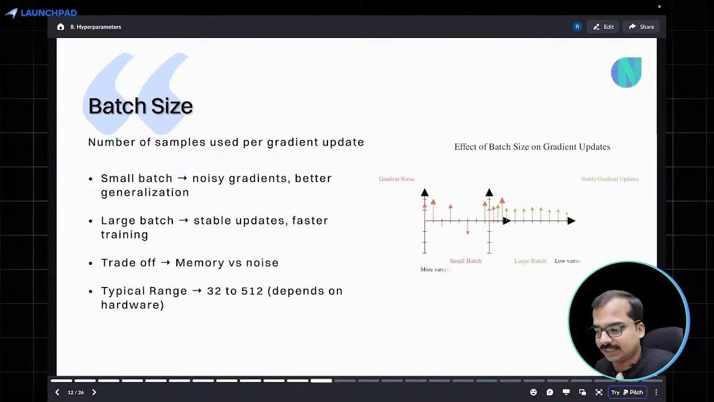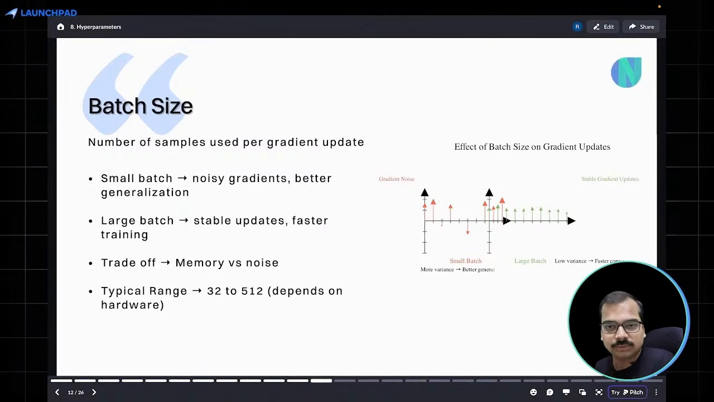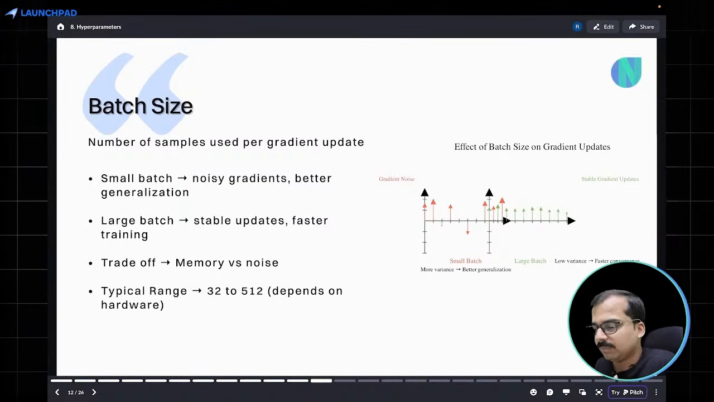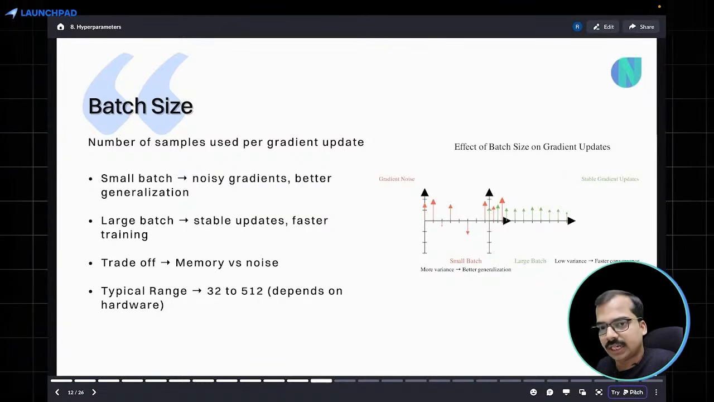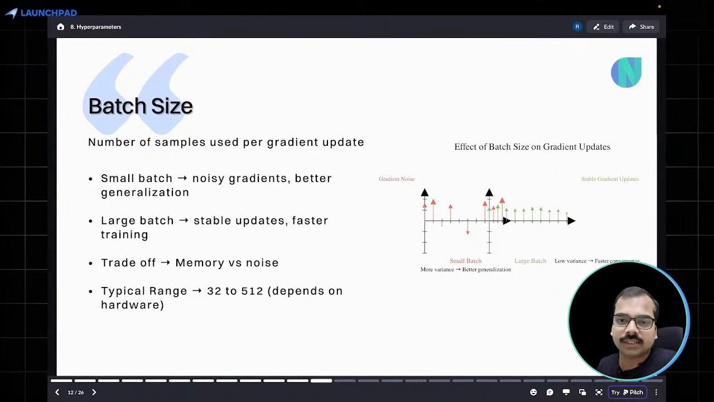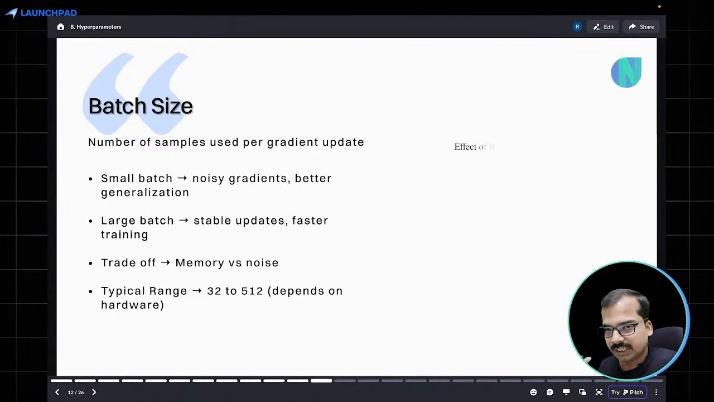Right, typical ranges are from 32 to 512. So 32, let's say, basically means if I'm doing some sort of image classification training, I'll pass 32 images first. Using those 32 images, I'll calculate my loss and then I'll update the weights, and this will keep on happening.